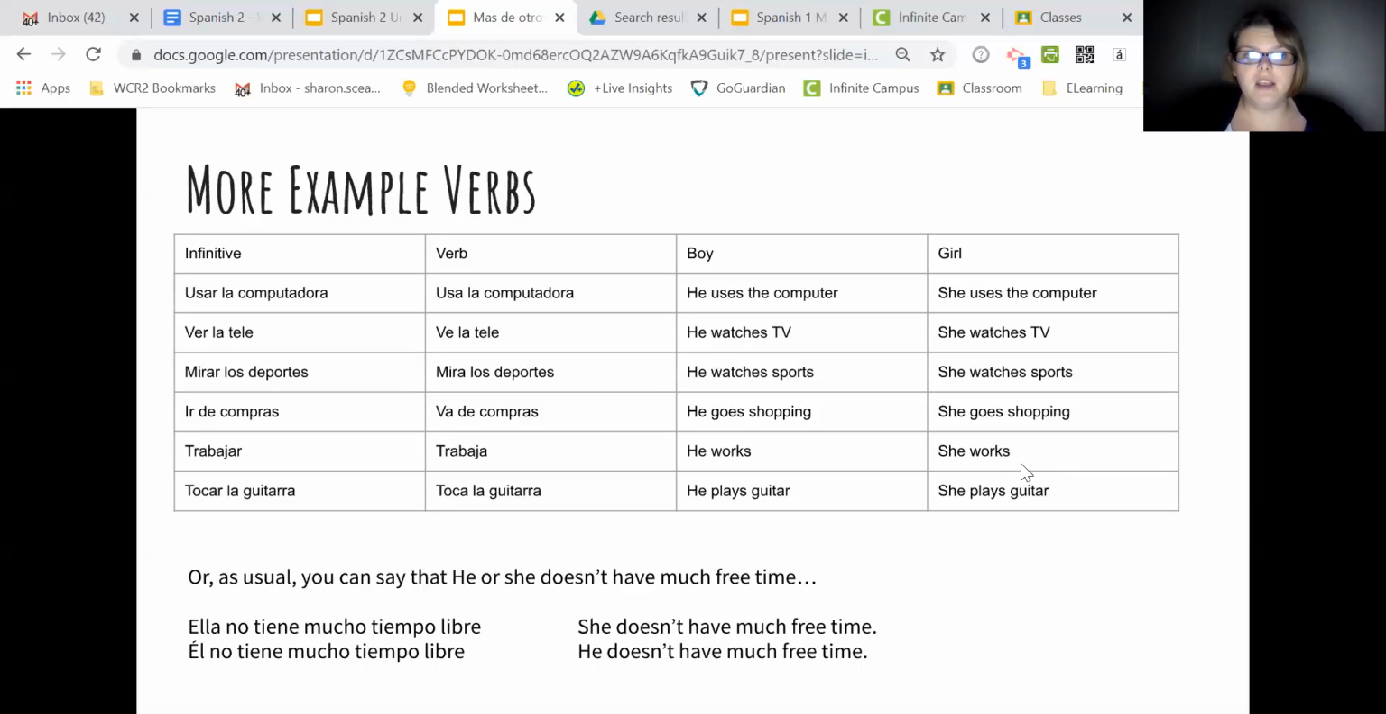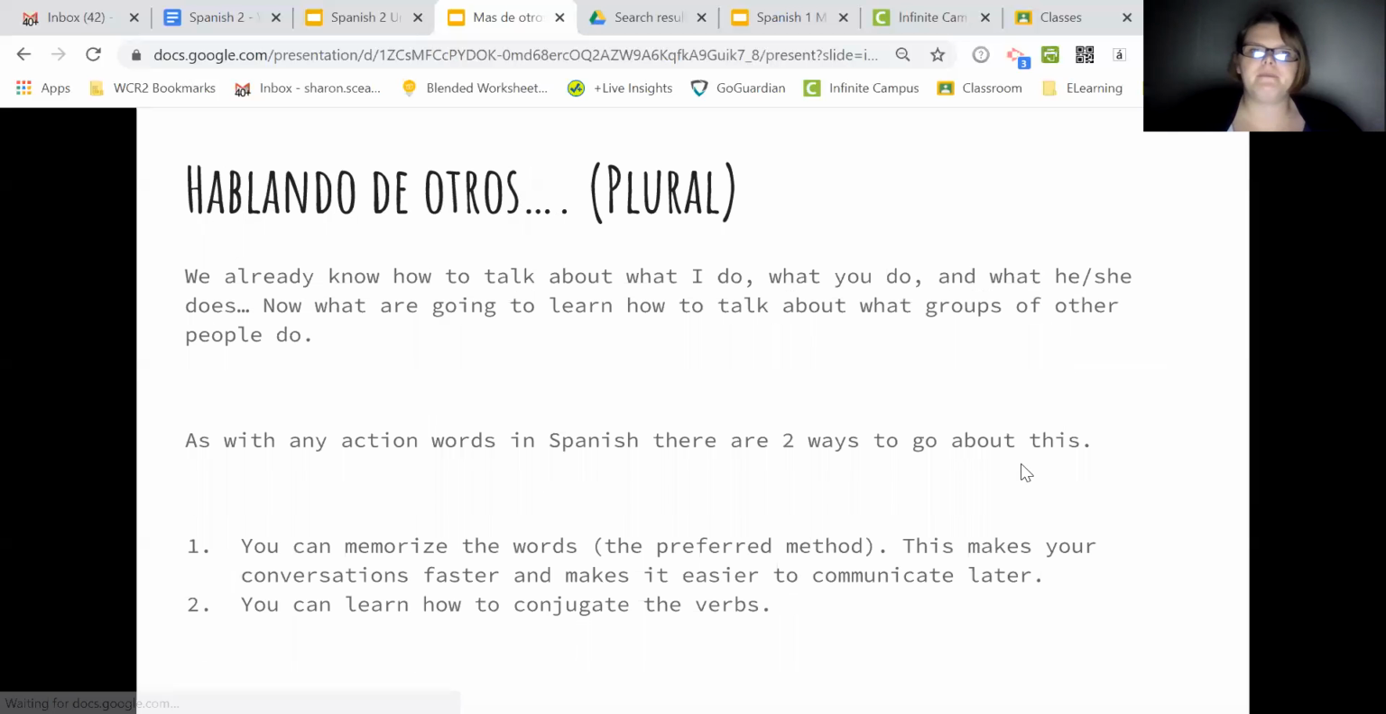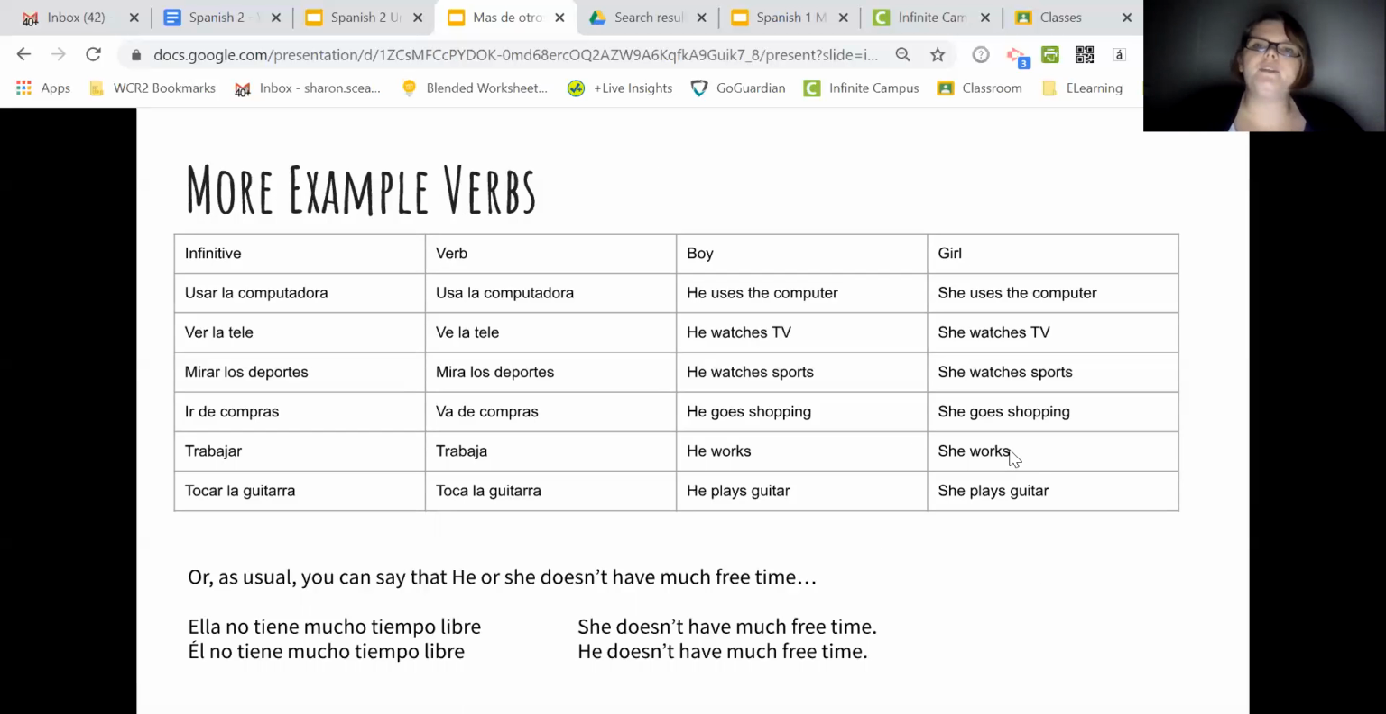Or as usual, you can say that he or she doesn't have much free time. Ella no tiene mucho tiempo libre. She doesn't have much free time. Él no tiene mucho tiempo libre. She doesn't have much free time. Okay, so that's it for singular people.